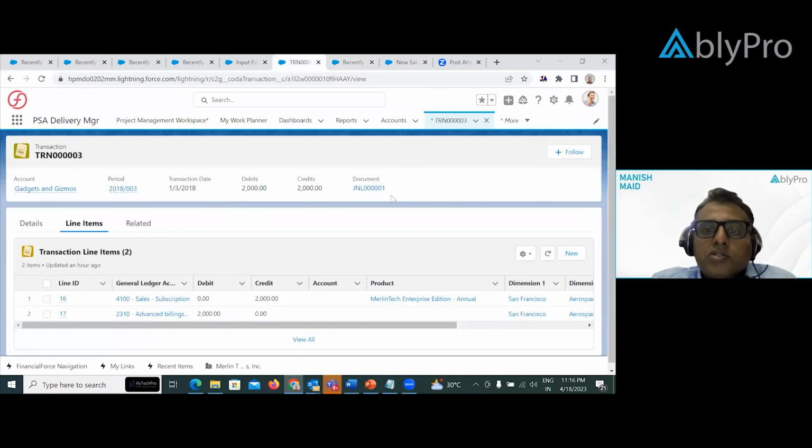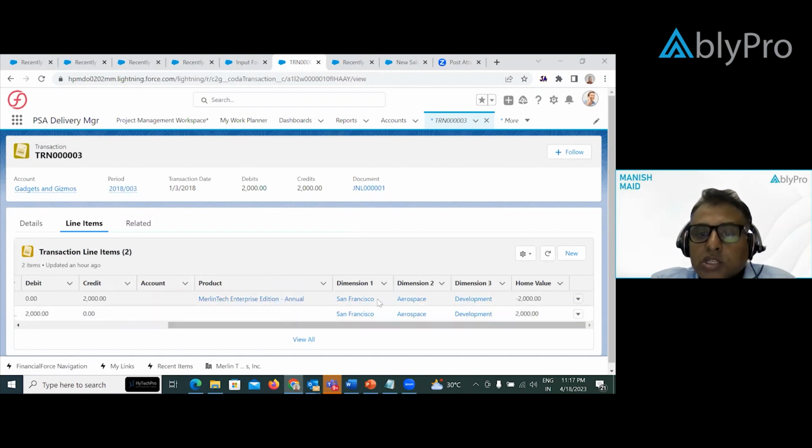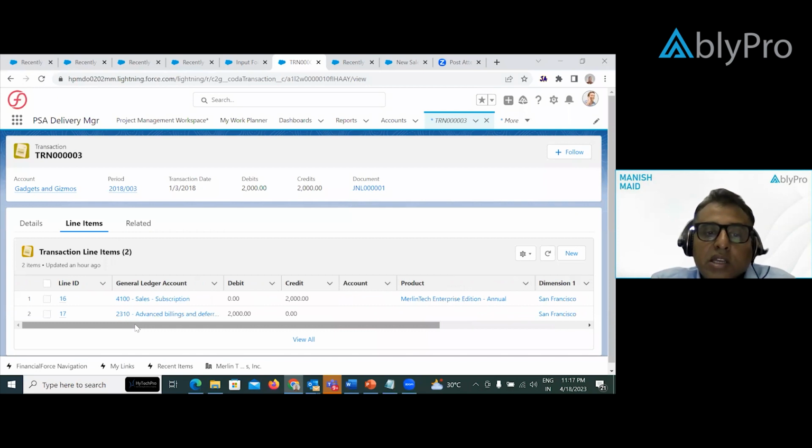Okay, so this is a transaction page in the system. You see? So transaction line items. So one is the general. It starts with your general ledger account. It shows you the debit or credit, shows you the product. If there are dimensions associated with this particular transaction, you see dimension 1, dimension 2, dimension 3, it will show into this particular line item. And then the other line item, the debit.